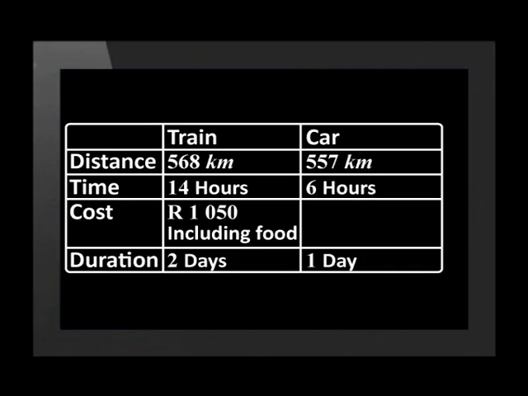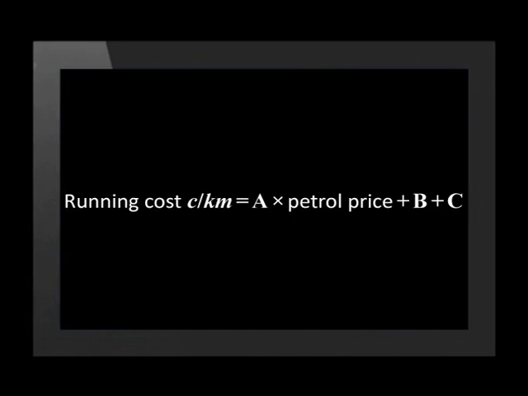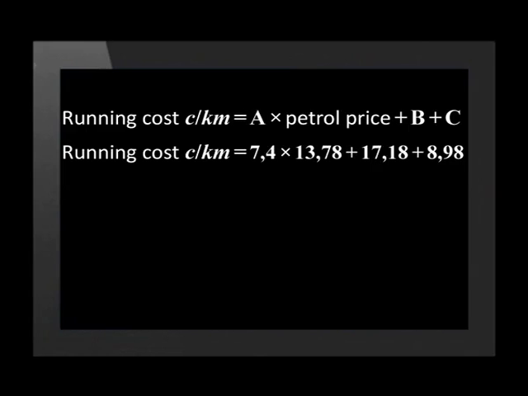Let's calculate the cost. The running cost of a car depends on the age of the car, the number of kilometers on the odometer, and the size of the engine. The formula to calculate the running costs in cents per kilometer is the petrol factor A multiplied by the petrol price, plus B, the service and repair cost, plus C, tire cost. For this trip, the running cost in cents per kilometer is equal to 7.4 multiplied by 13.78 rand plus 17.18 plus 8.98. This gives us 128.132 cents.